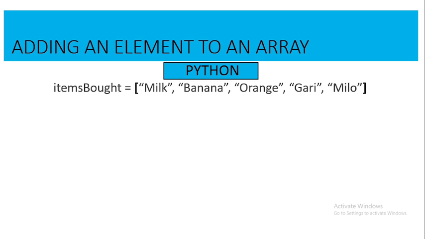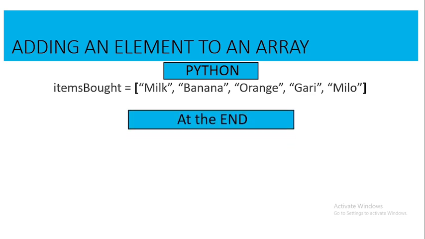Area you did so far. items = [milk, banana, orange, gari, milo]. This is the array you did so far in this particular lesson. It's the Python programming language. Now say you add an element at the end of this particular array. So you insert a new element into this array at the end.